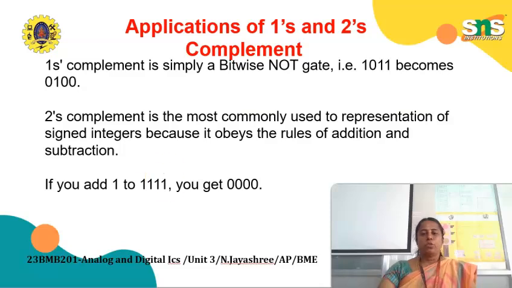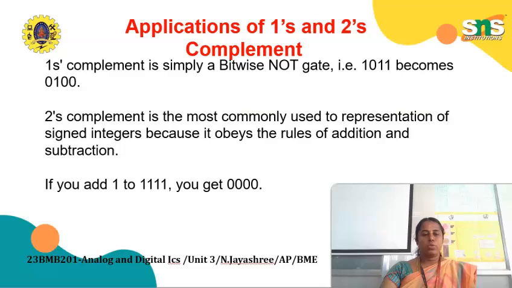Next, twos complement is used to represent signed integers, and it obeys the rules of addition and subtraction. Twos complement is the most commonly used representation, because in ones complement there is no sign representation, whereas in twos complement there is a representation of positive and negative numbers. If you add 1 to 1111, you get 0000. That is the representation of a twos complement number.